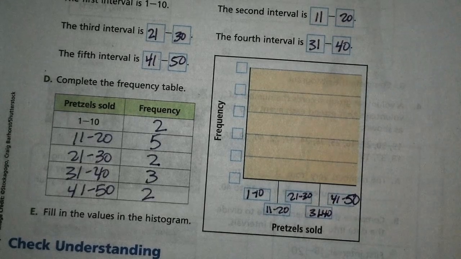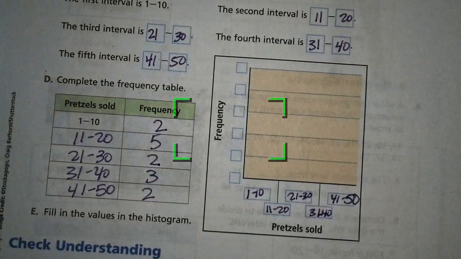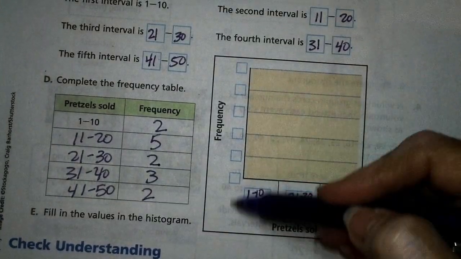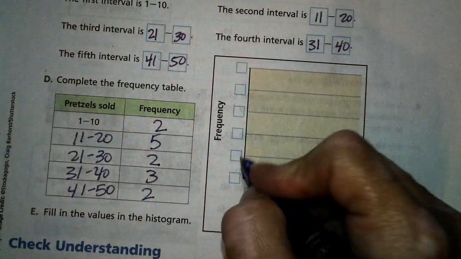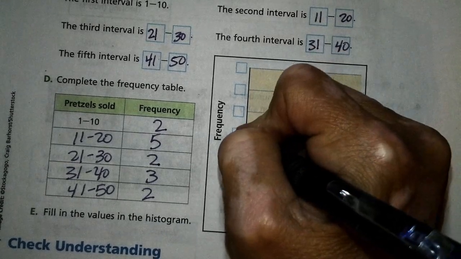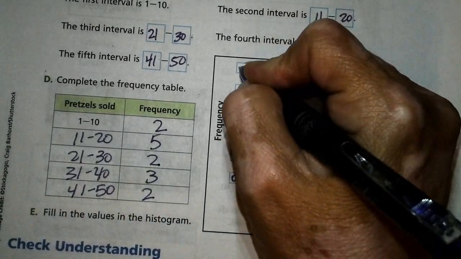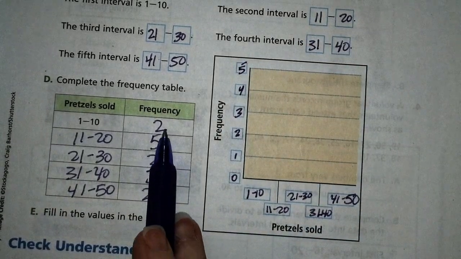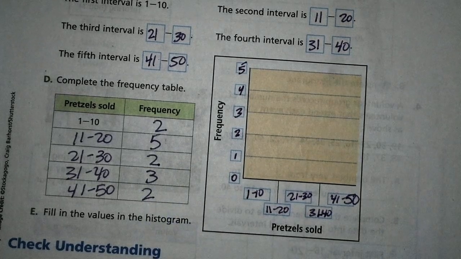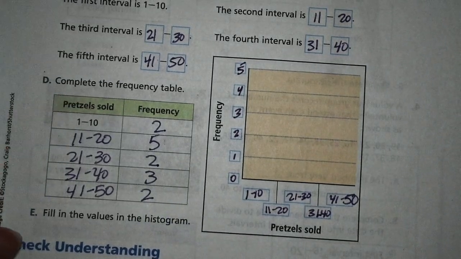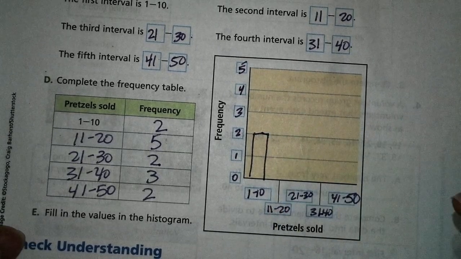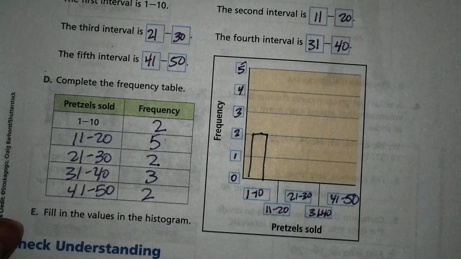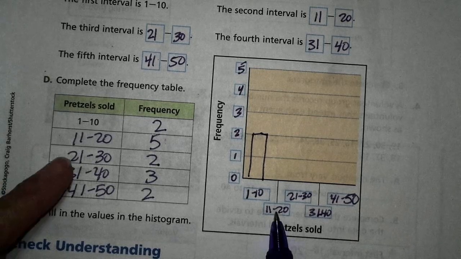All right, so since our numbers are going up, the frequency means how many of those numbers do we have. So we should be able to just go by ones, right? Because we didn't have anything more than 5 here. So we should be good. All right, so from 1 to 10 it would be 2. So you're going to draw that bar. And then from 11 to 20 we had 5.